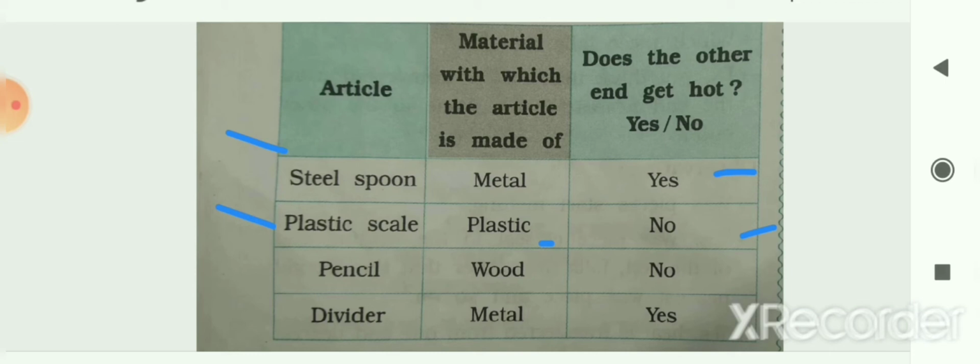So it is written here no. The next is pencil. It is made up of wood, and its other end is also not hot. So no is written. The next is divider. It is made up of metal, and if we observe, you will find its other end hot. So yes is written here.